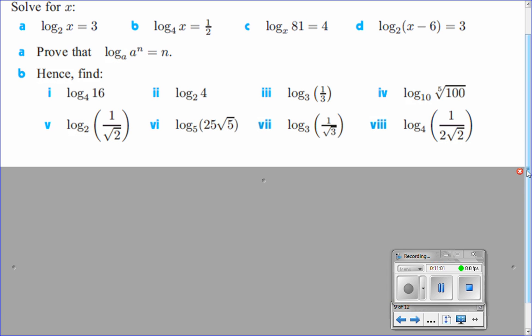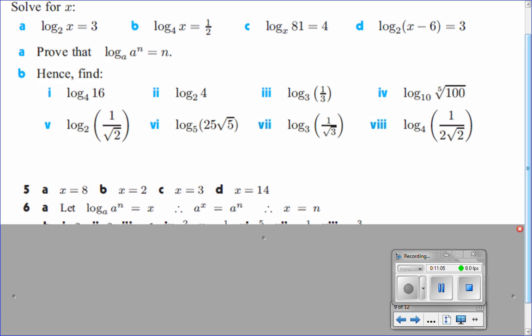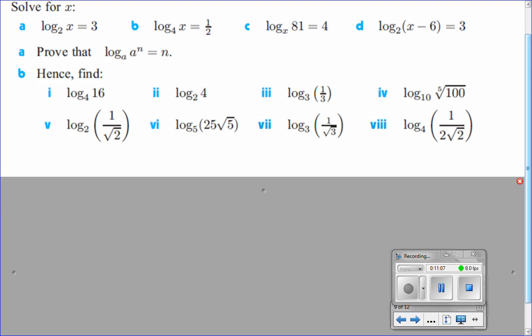Let's do this first one here, letter A. Here are the solutions. We've got 2 to the power of 3 when we write this in exponential form. 2 to the power of 3 is equal to x. And we know that 2 cubed is equal to 8. So for letter A, x equals 8.